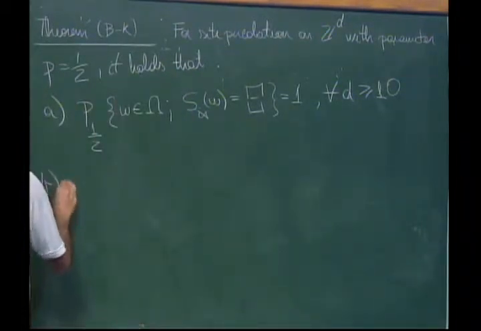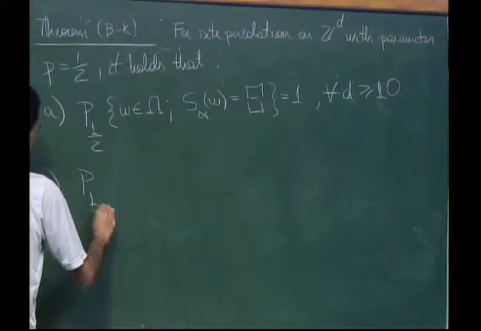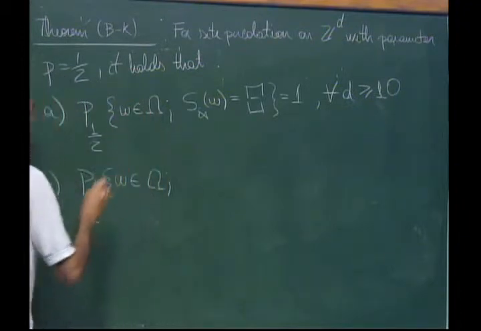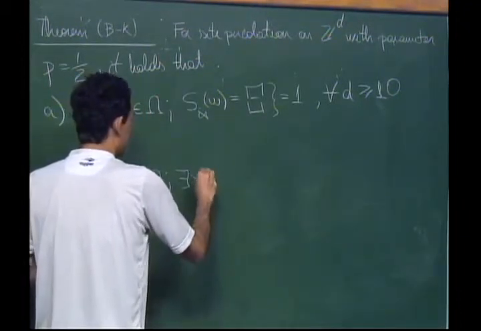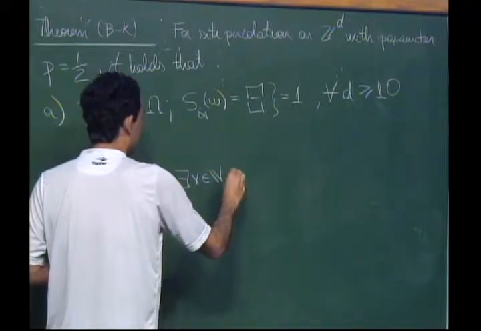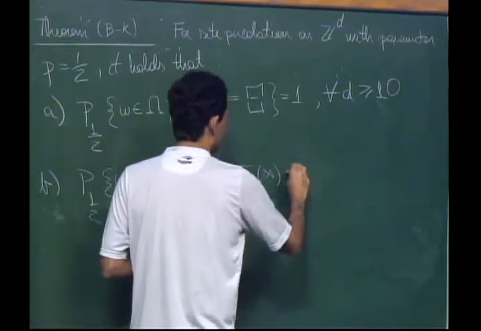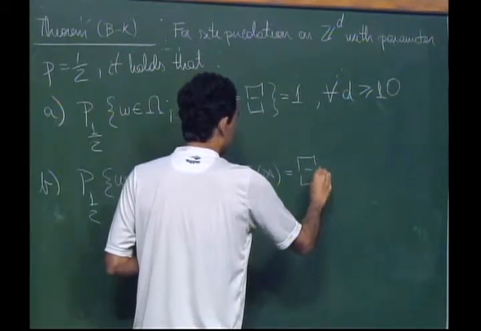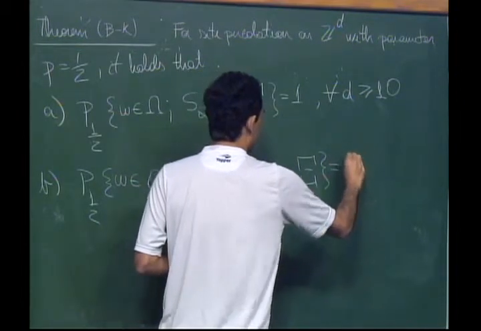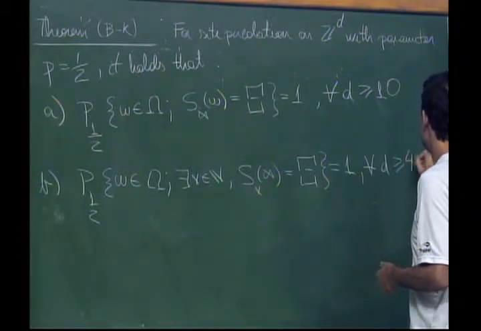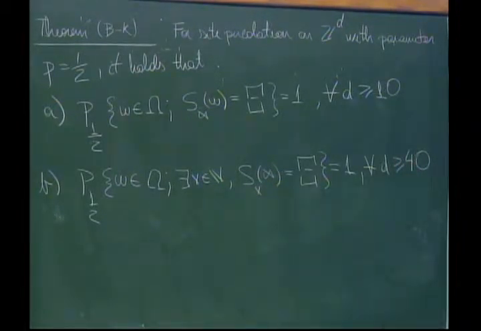Part B, the same model: the probability of the set of configurations such that there exists some vertex v such that S_v(omega) is equal to the set of all words. This probability is 1 for all d bigger than 40. That is, in high dimensions, we can see all words.